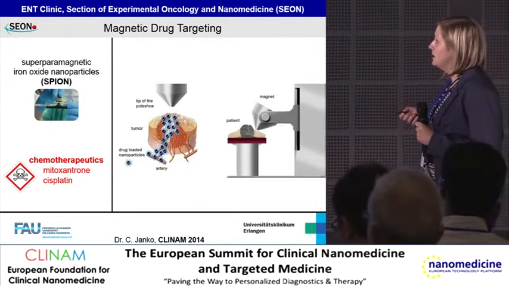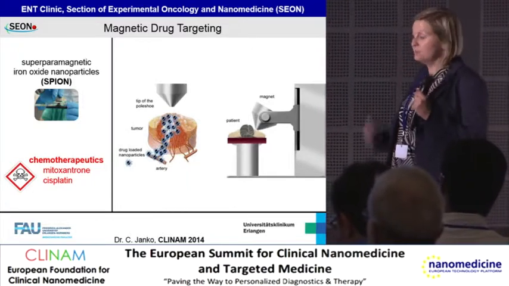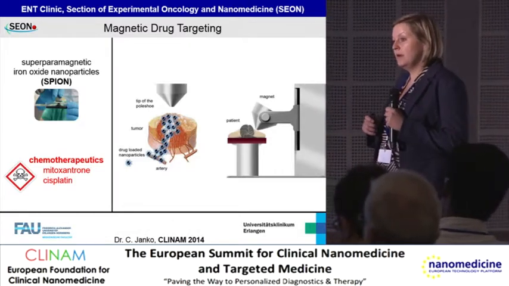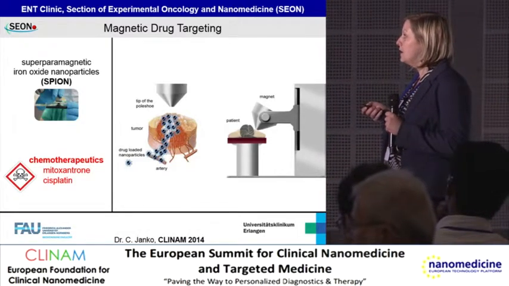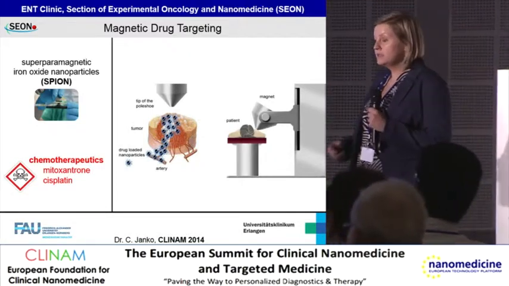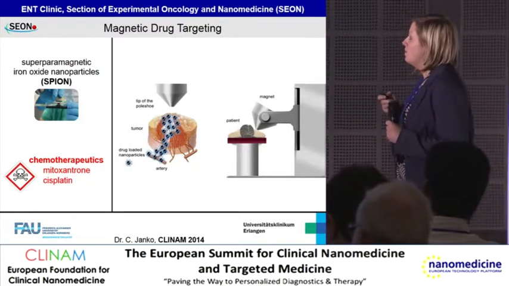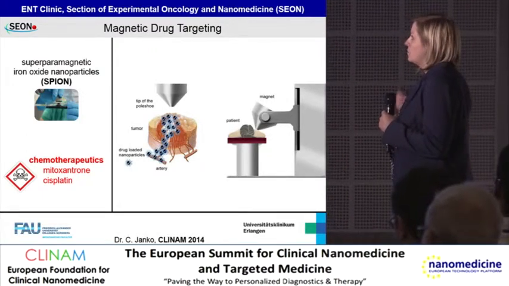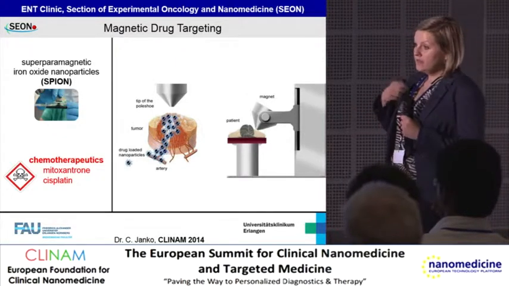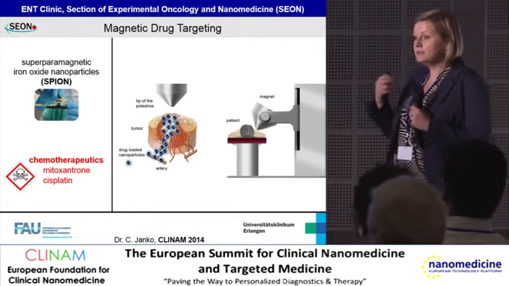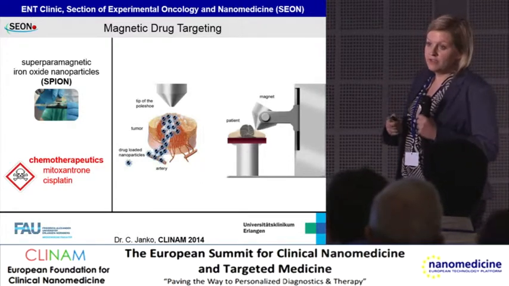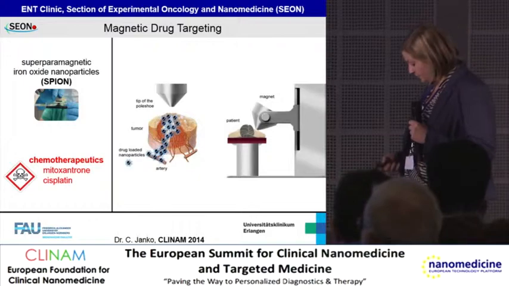For that, superparamagnetic iron oxide nanoparticles, we call them SPIONs for short, are synthesized and loaded with a biocompatible layer. Then these nanoparticle complexes are loaded with chemotherapeutics, here in our case mitoxantrone or cisplatin, and these nanoparticles are applied in the tumor-supplying vascular system and are enriched in the tumor region. With that, we can enhance the concentration of the chemotherapy in the tumor and preserve the rest of the body from the cytotoxic drug.